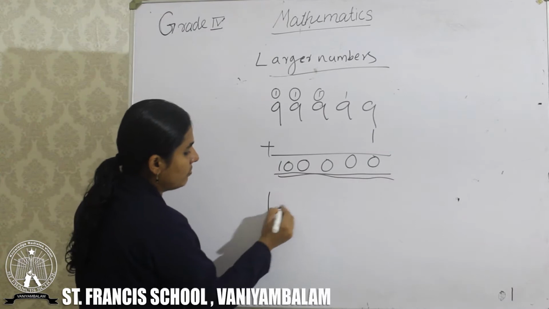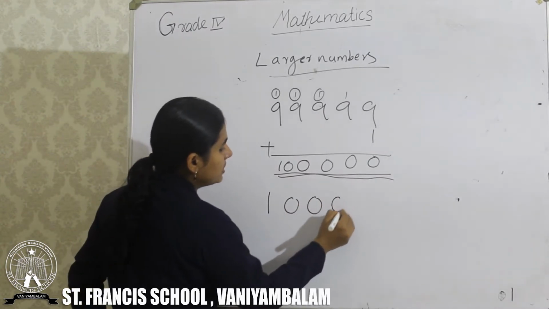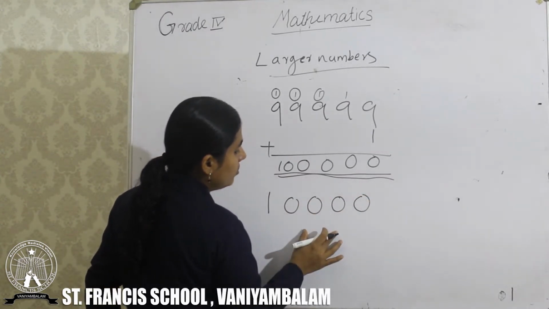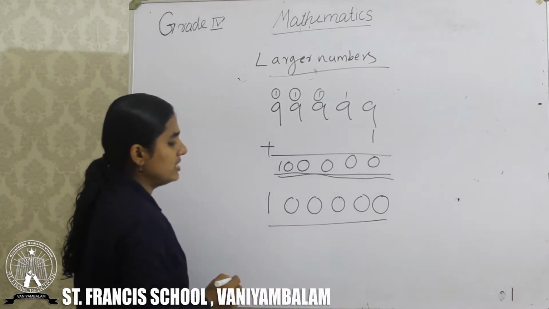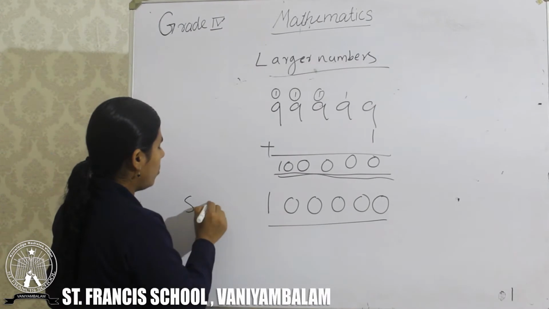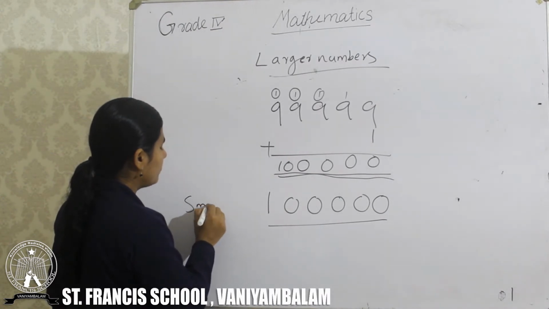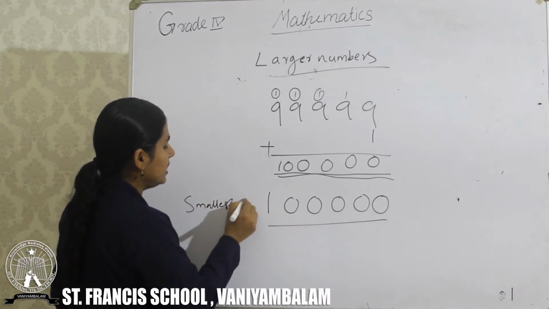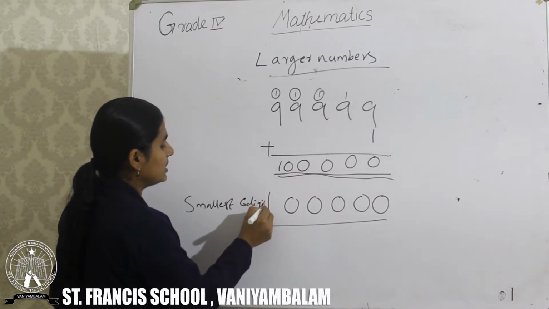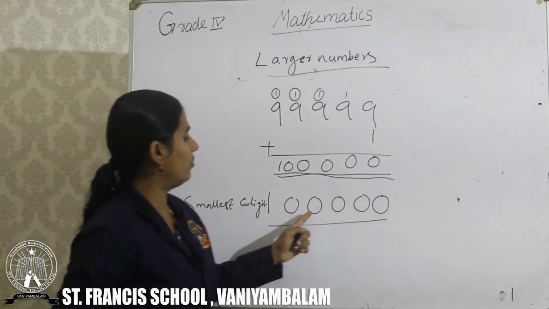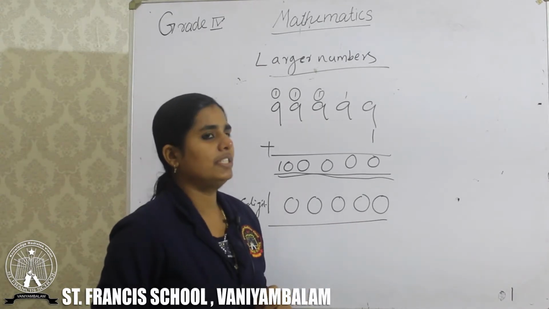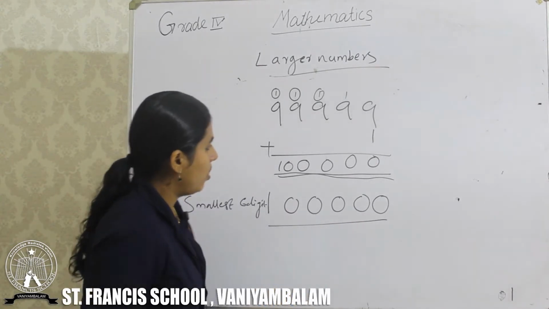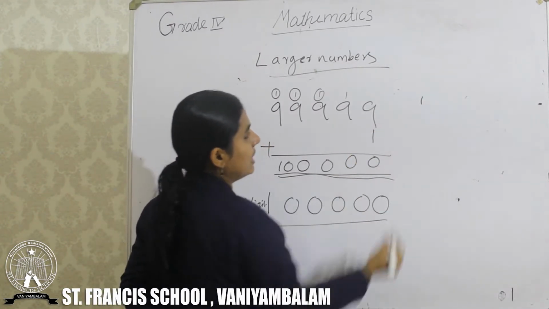That means 1 followed by how many 0s? 1 followed by 5 zeros. This is our smallest 6-digit number, that is 1 followed by 5 zeros. We already learned in our previous classes which is the smallest single digit number, 1.